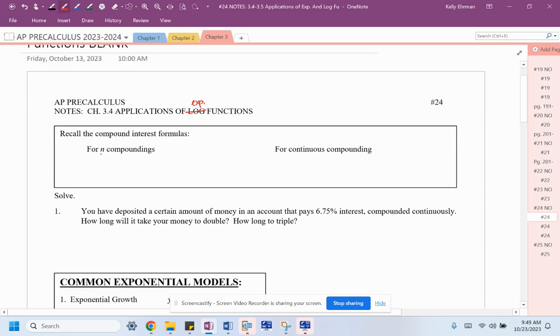So just to remind you, if interest is compounded n times per year, the amount is equal to the principal times 1 plus the annual interest rate divided by n, raised to the n times t. We had this in the beginning of the chapter, but this time we'll usually be solving for t rather than n. For continuous compounding, A is equal to the principal times e to the rt. For both of these, time is measured in years, and the interest rate is converted to a decimal.